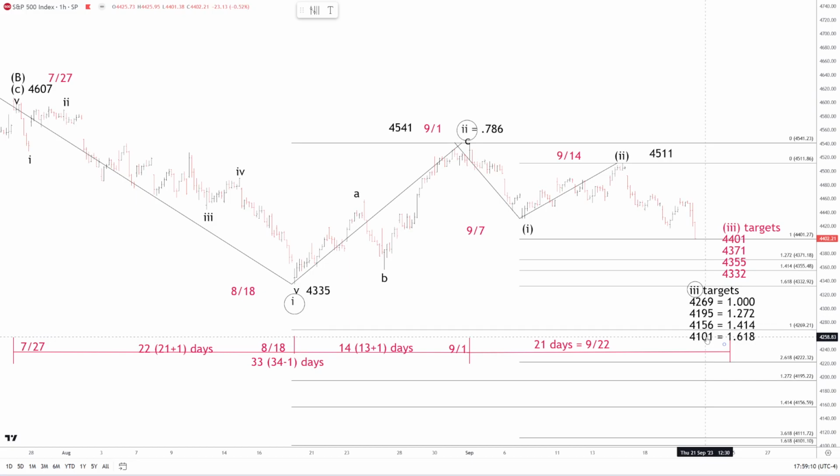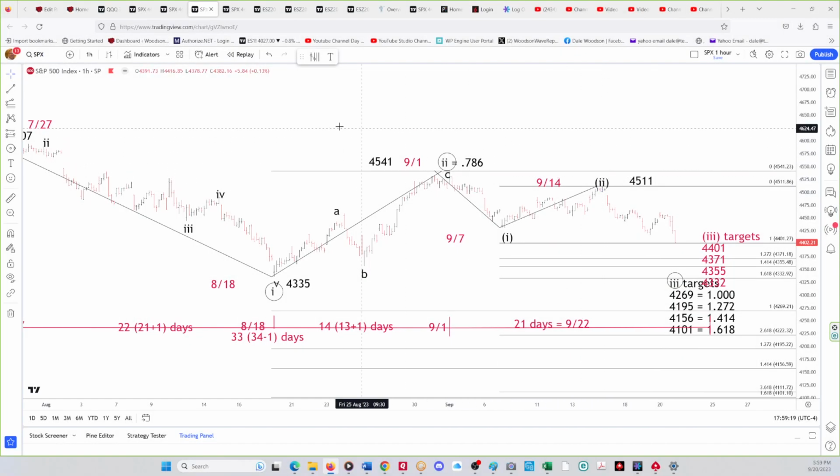Again, third wave should go 1.618. We'll see how that plays out, but so far so good. The trend obviously is down. Okay, so that's the S&P on an hourly.